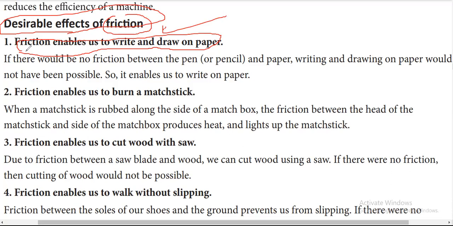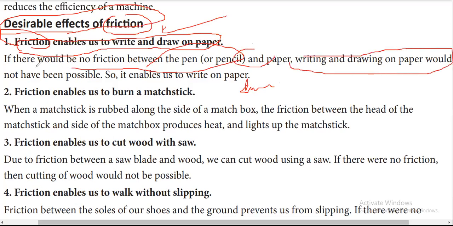Our pen is moving on paper and we write anything on the paper because of the rubbing, because of the friction. If there were no friction between the pen or pencil and the paper, writing or drawing on paper would not have been possible. So friction enables us to write on paper.